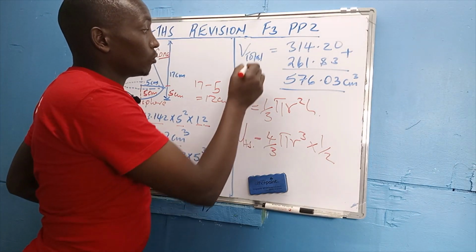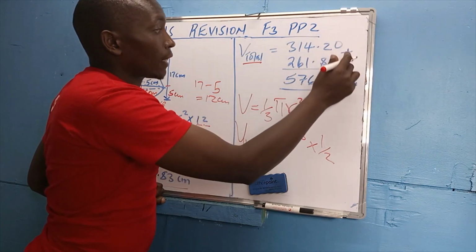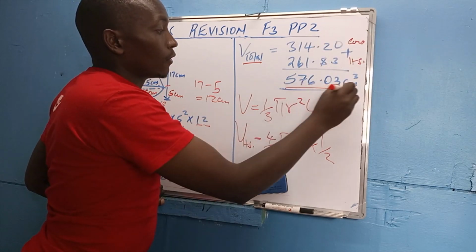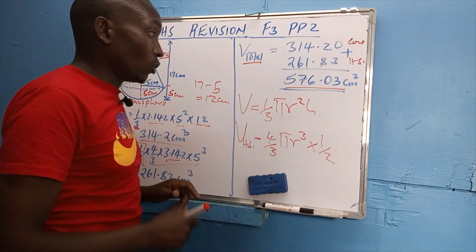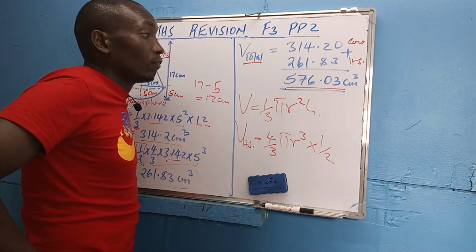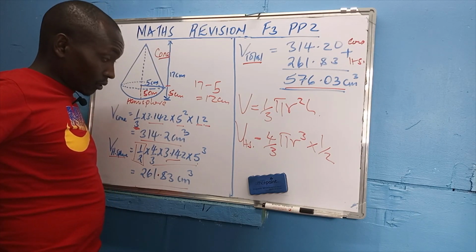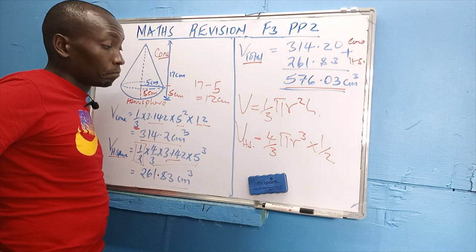So what do I need to do? For me to get the total, I need to add them. The volume of a cone, the volume of a hemisphere, I add. So I get my final volume to be 576.03 cubic centimeters. So number 3 done.